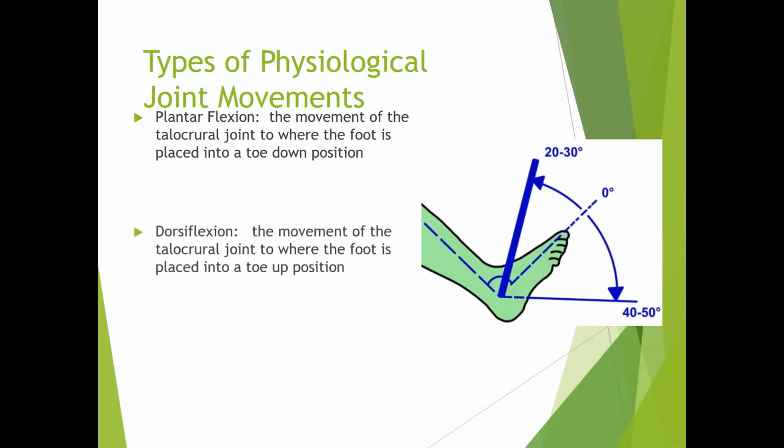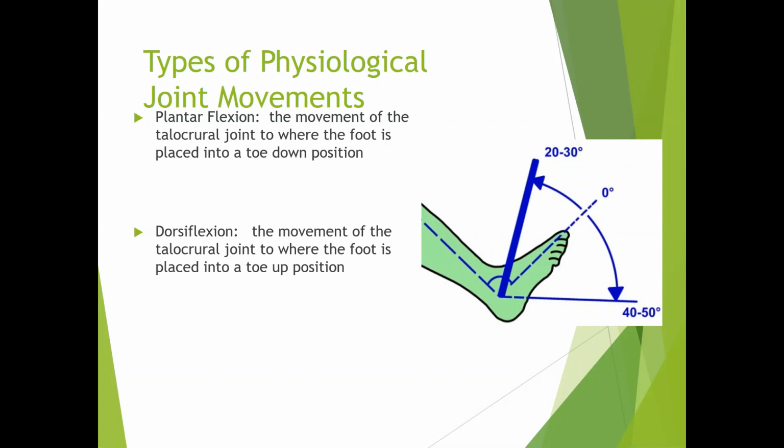All right, so let's talk about the foot. This is seen in the foot: plantar flexion versus dorsiflexion. Toe down versus toe up, okay? Plantar is the sole of the foot, remember? Plantar flexion is the movement of the foot where the foot is placed in a toe down position. Think about it like stepping on a gas pedal. Whereas dorsiflexion is where you take your toe towards your shin.